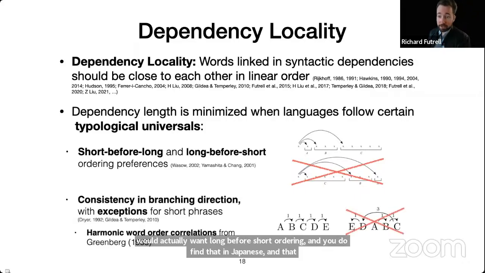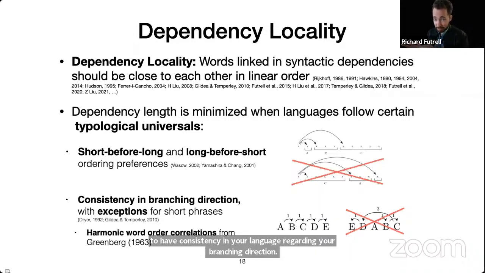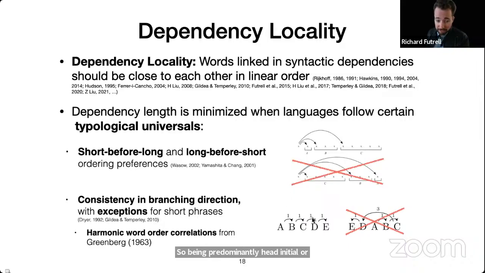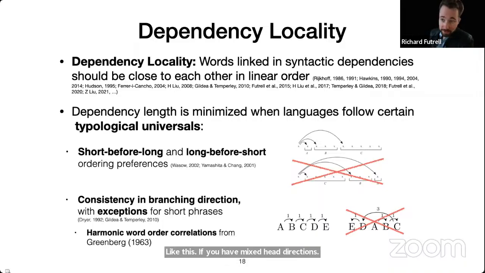The other big way that you can get short dependencies is to have consistency in your language regarding your branching direction. So being predominantly head initial or predominantly head final, these are both good because they give you short dependencies like this. If you have mixed head directions, which does exist in some languages but is rare, if you have mixed ordering in terms of head direction or in terms of branching direction, then you're going to get longer dependencies. So these are the kinds of typological things that support this overall effect of dependency locality.